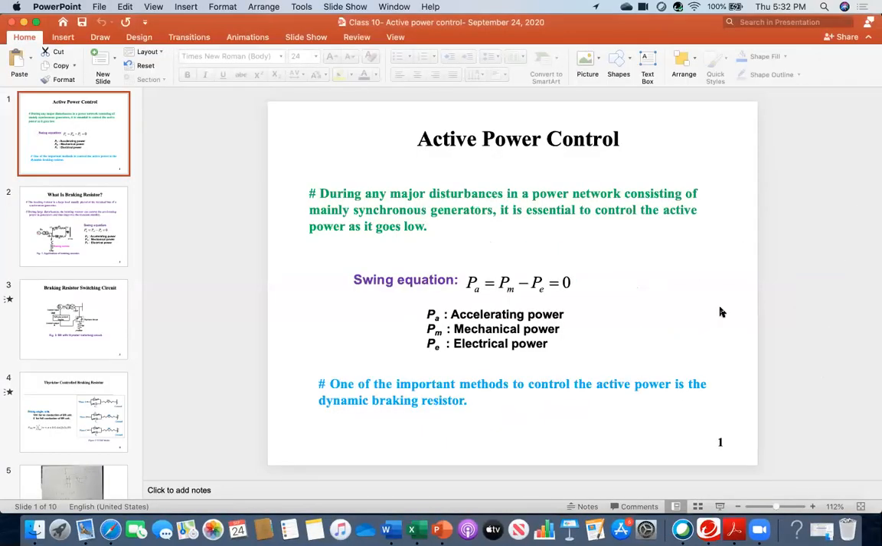Everybody, can you see my screen? Yes, doctor. The title is Active Power Control. Yes. Okay.